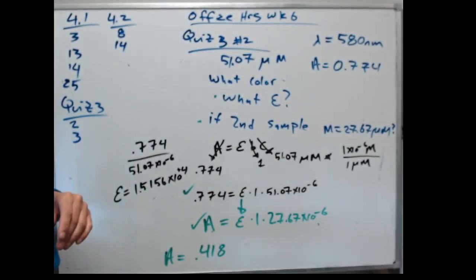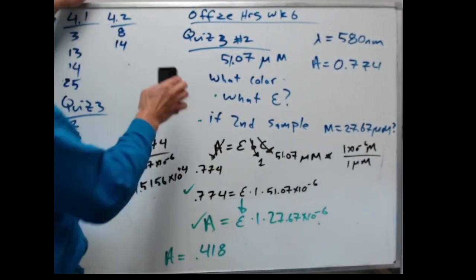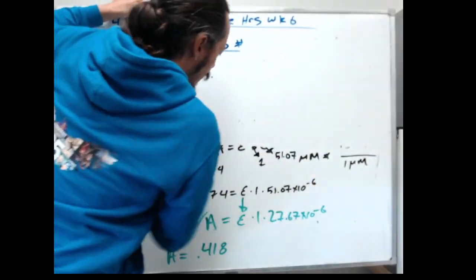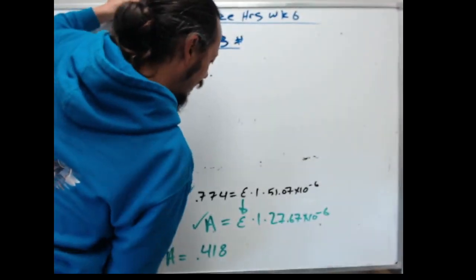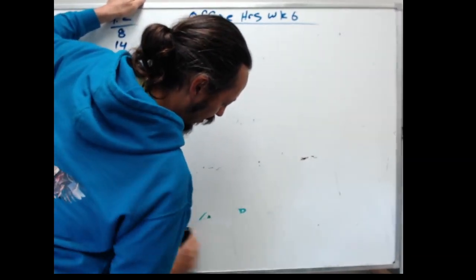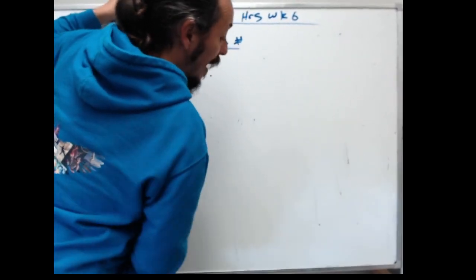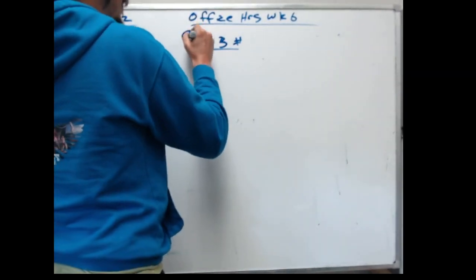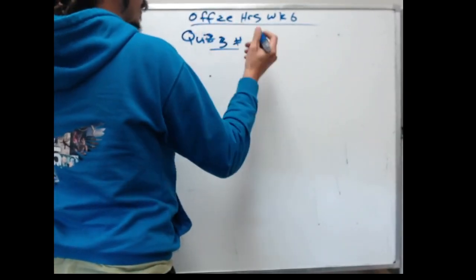Ready for number 3? Okay. So notice again that we didn't really need the wavelength besides the apparent color. But if the wavelength changed, the absorptivity would change, the epsilon would change.